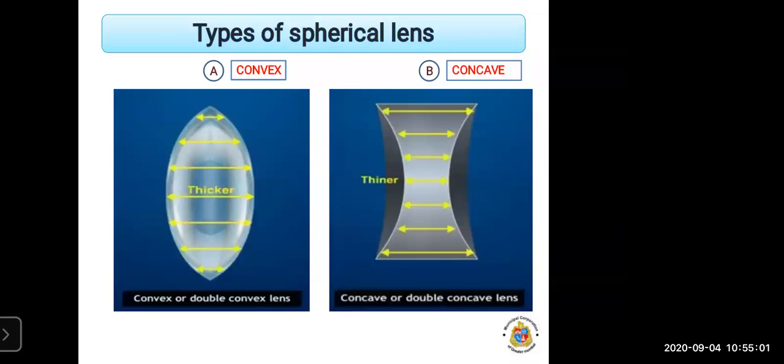Before that, I just told you the spherical lens also has two types, that is convex lens and concave lens. Okay. So types of lenses: spherical lenses, convex and concave. Now look at the diagram. First is diagram A, that is nothing but the convex lens. Okay. Now, as we know, these lenses are surfaces of the sphere or parts of the spherical lens.